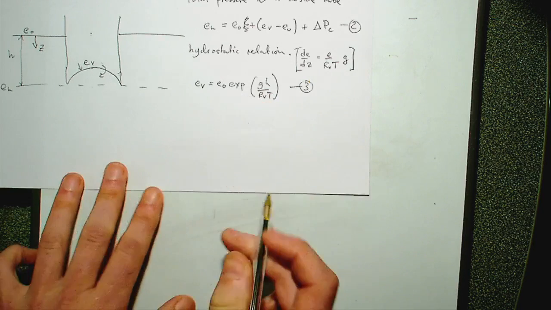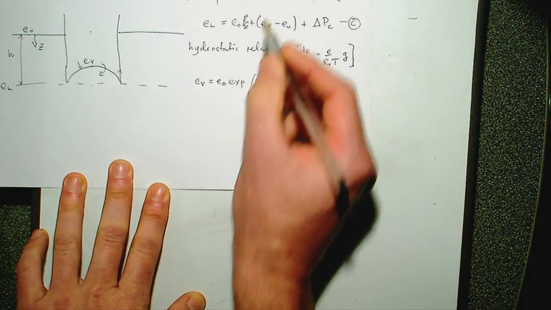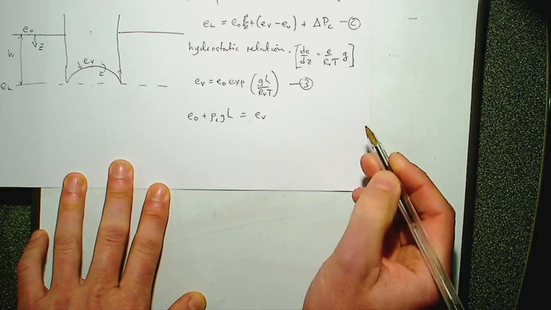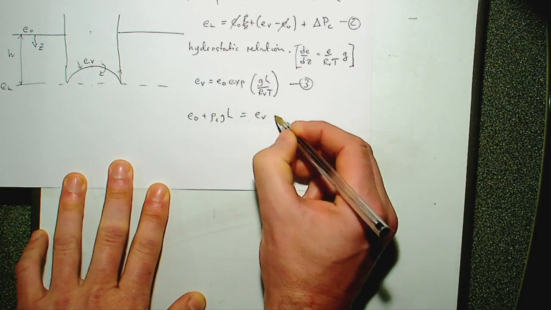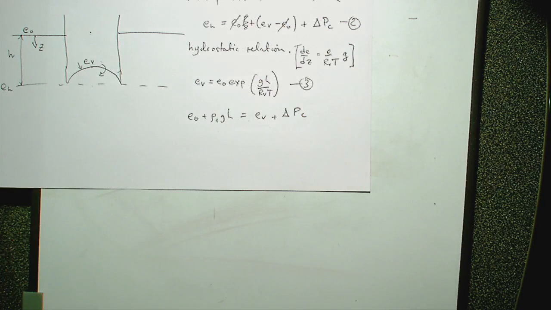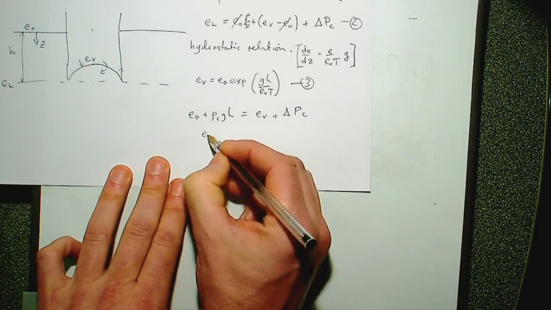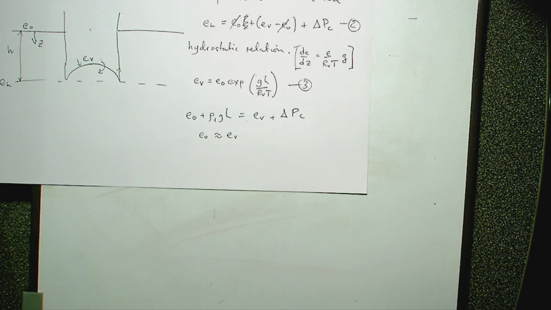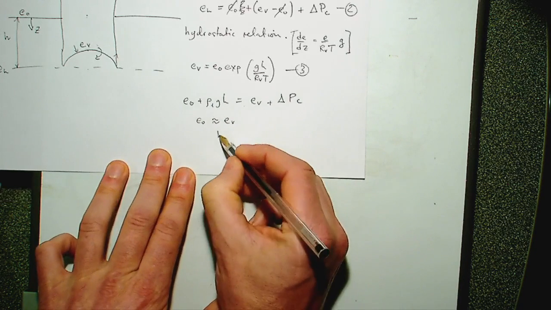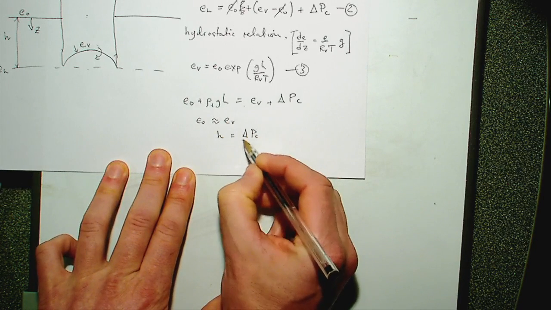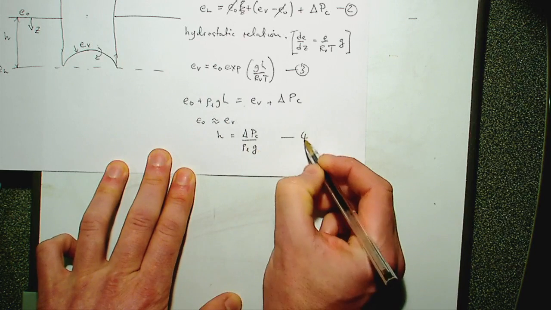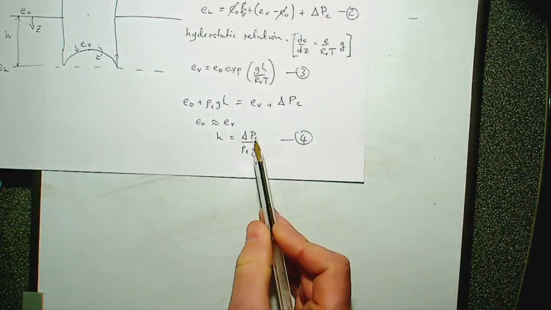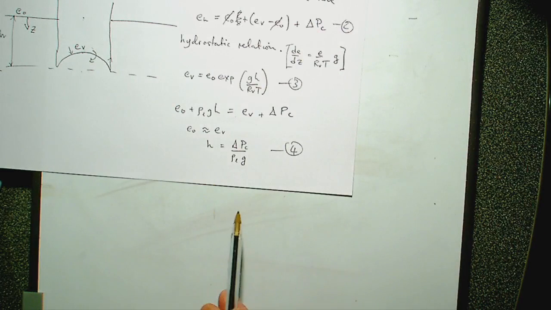Combine one and two. We set them both equal: E naught plus rho L G H equals EV plus delta P. And if we say that E naught is approximately equal to EV, so that the difference can be neglected, that's an approximation, then we can write that H equals delta P C over rho L times G, and that's equation four. So the height that this droplet sits below the surface is given by the change in pressure across it divided by the density of the liquid times gravity, okay?